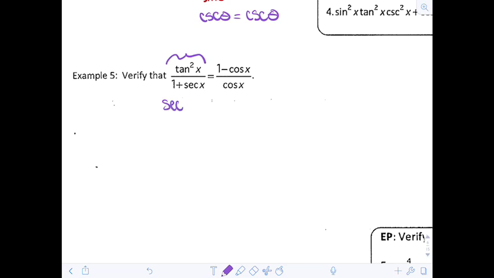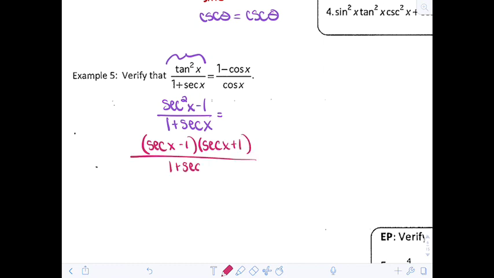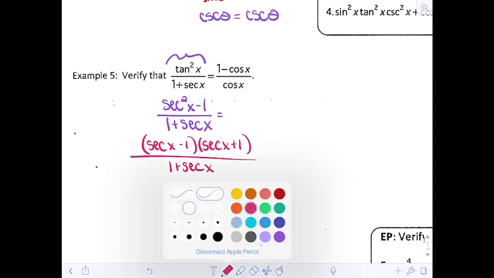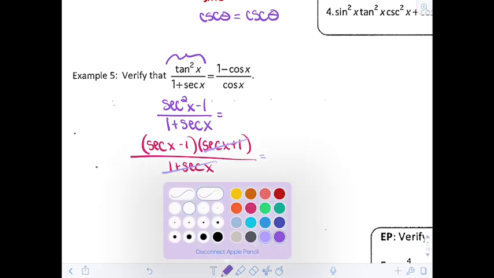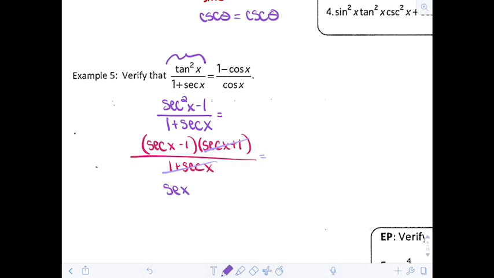Secant squared of x, minus 1 over 1 plus secant of x. Well, secant squared of x minus 1 is the difference of two squares. So I know that that is the secant of x minus 1 and the secant of x plus 1 over 1 plus the secant of x. And hopefully you're seeing that these are going to cancel. The secant of x plus 1 is going to cancel. And so I am left with the secant of x.